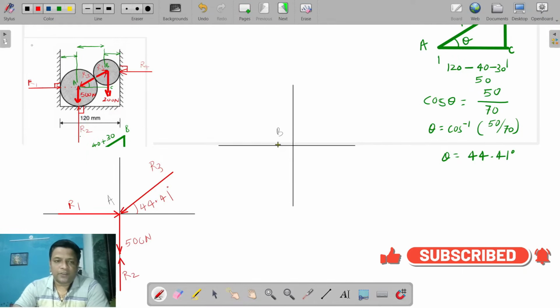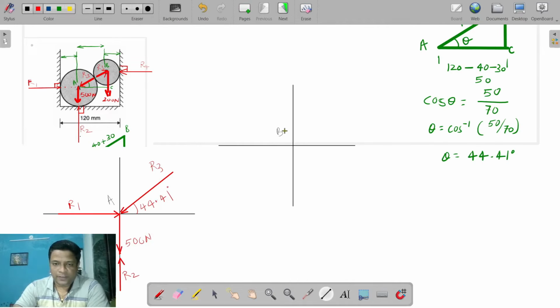So after this, we'll draw for sphere B. As always, show the weight force first. So this is the weight force. The value of the weight force is 200 Newton. Mark here 200 Newton. Then this reaction. So we'll mark the reaction here. The reaction force is indicated by R4. Show the arrow. Give the name R4 here. And there is a reaction here, R3. So see, the force is directed toward the center. So show the R3 reaction. Okay. So this is your R3.